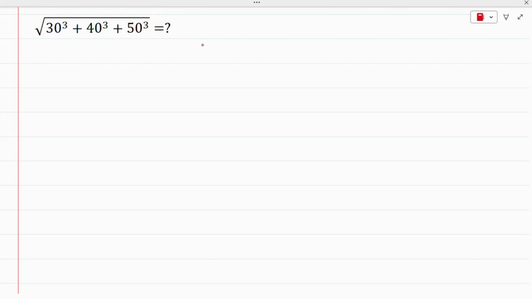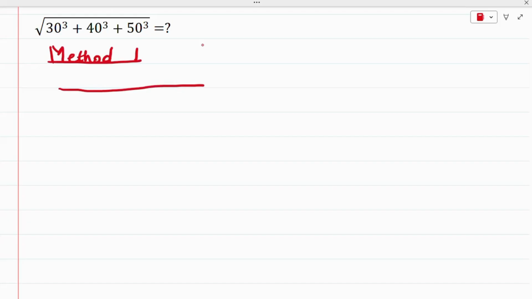Right here we have this nice square root math simplification problem that says the square root of 30 all raised to the power of 3 plus 40 all raised to the power of 3 plus 50 all raised to the power of 3. We are to solve for this. So right here guys, I'm going to share with you two methods that you can use to solve this. So guys, let's go with method 1.